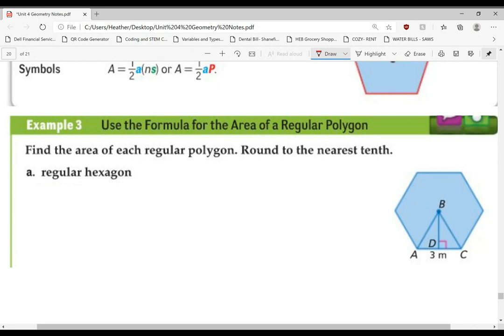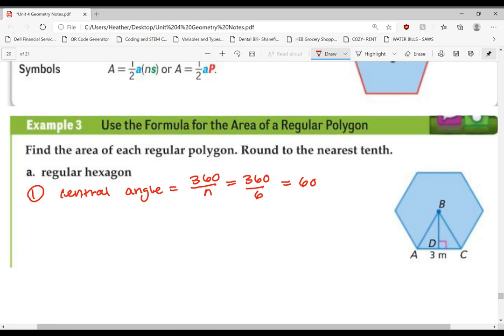First we need to find the measure of the central angle. Remember that formula is 360 divided by n. Since this is a hexagon, 360 divided by 6 is what we're looking for, because n is the number of sides, and hexagon means 6 sides. So this is going to be 60. Now we're going to find the apothem. The apothem, BD, is the height of the isosceles triangle ABC. It bisects angle ABC, so the measure of angle DBC is 30.